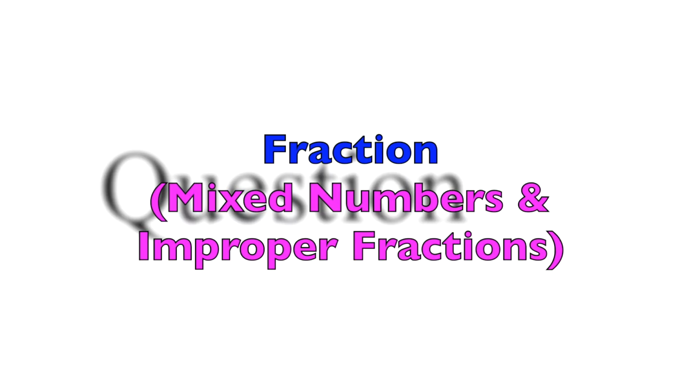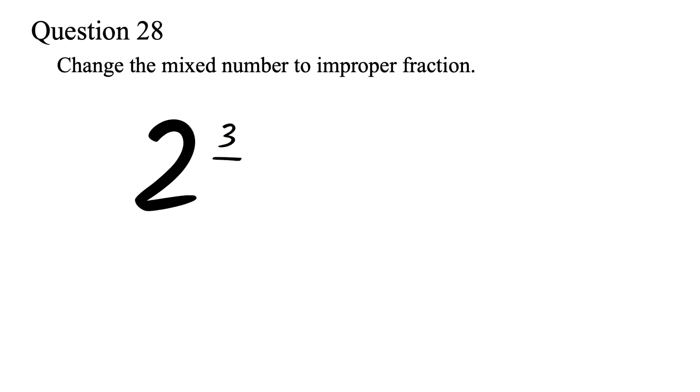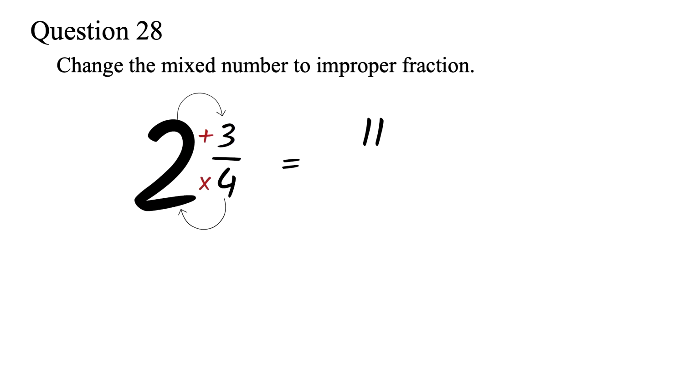Question 28. Change the mixed number, 2 whole number, 3 over 4, to an improper fraction. To change from a mixed number to an improper fraction, you'll simply multiply the whole number by the denominator. Then you'll add the numerator. So here, we will have 4 times 2 to get 8. Then we'll add the 3 to the 8 to get 11. This will be over the original denominator, which is 4. So our answer is 11 over 4.